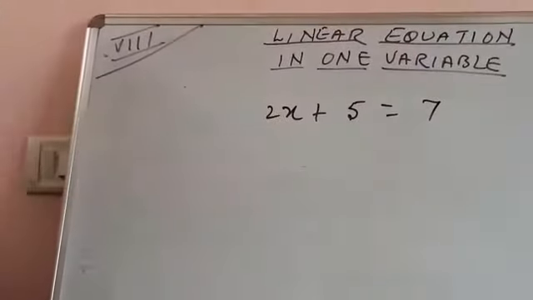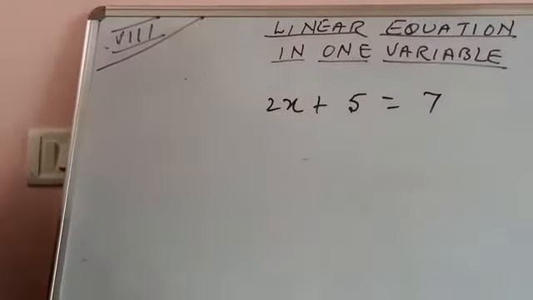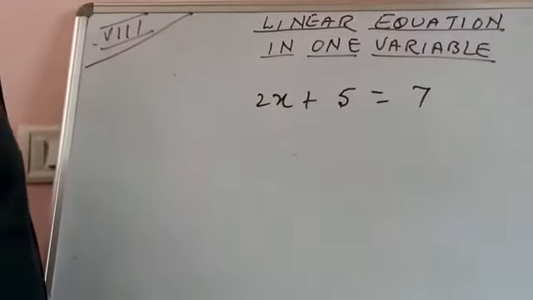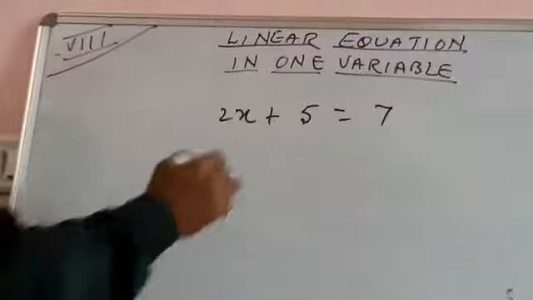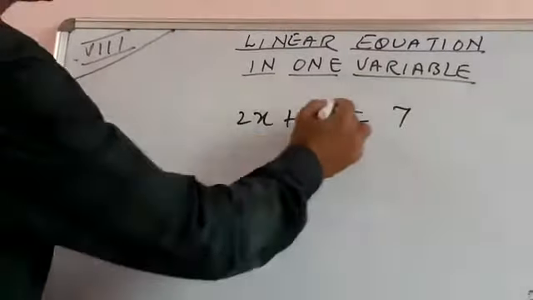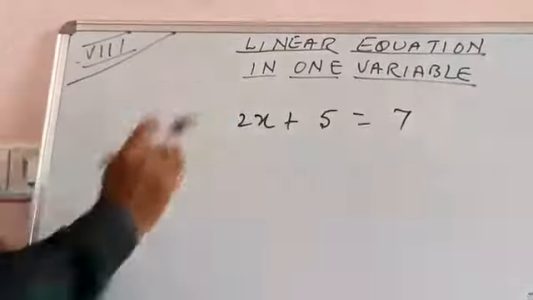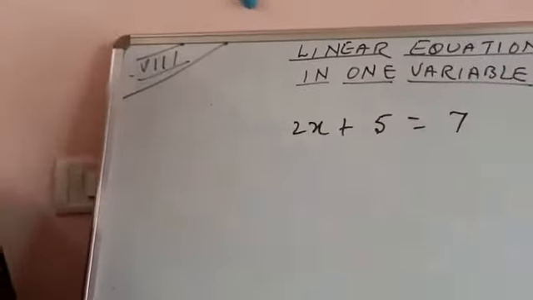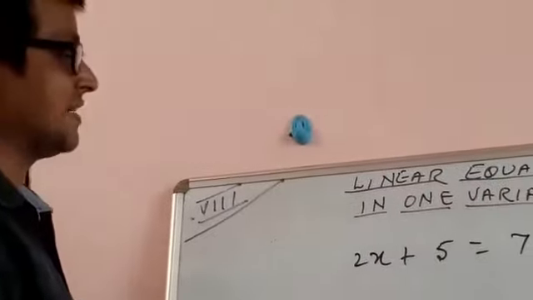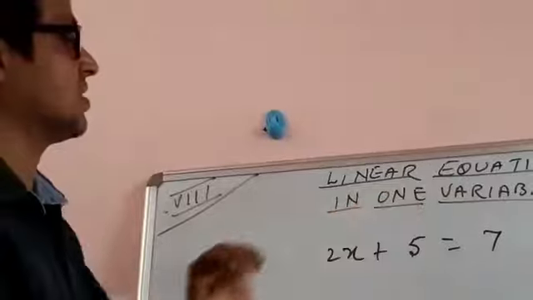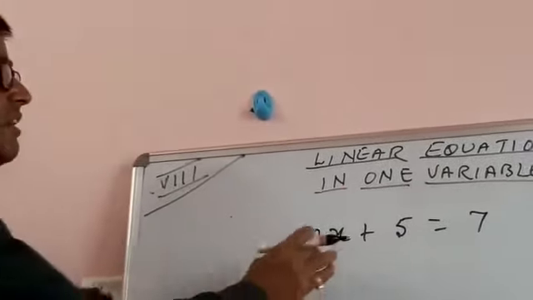So what's the pattern, what's the rule we have? The rule we have is that the same thing should be done on both sides. This is called the left hand side and this is called the right hand side, and this is the sign of equals to. So whatever you want to do, you do the same thing in the left hand side and the right hand side. Suppose we need to find the value of x.